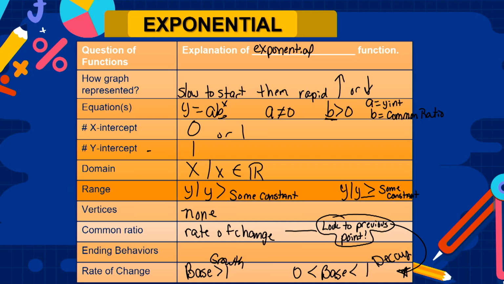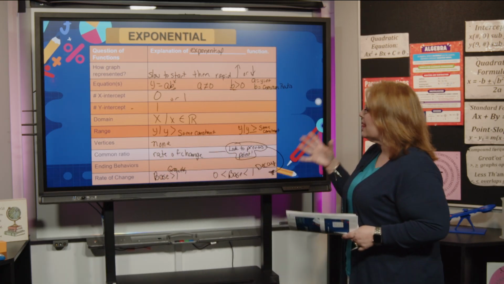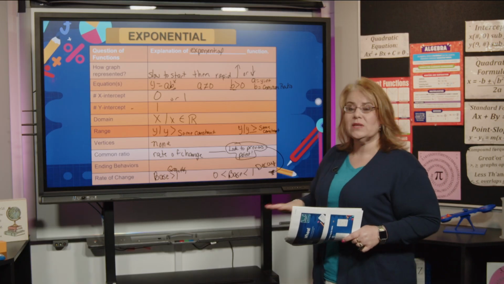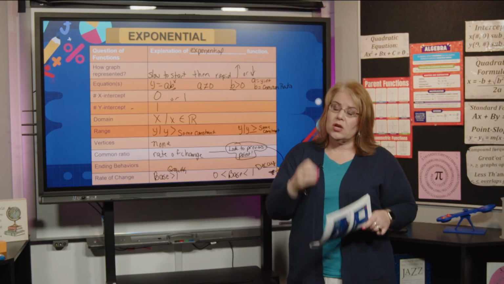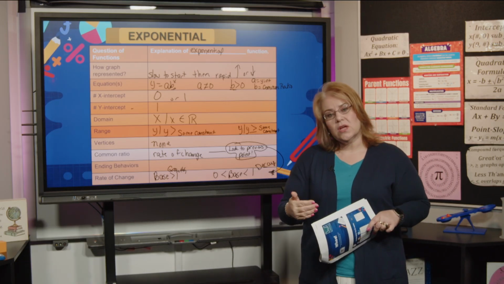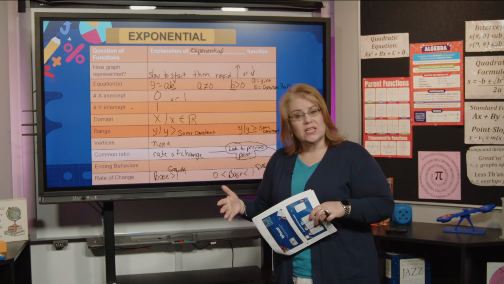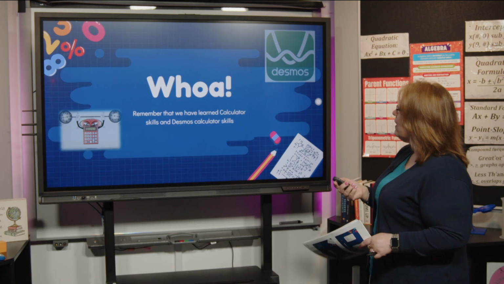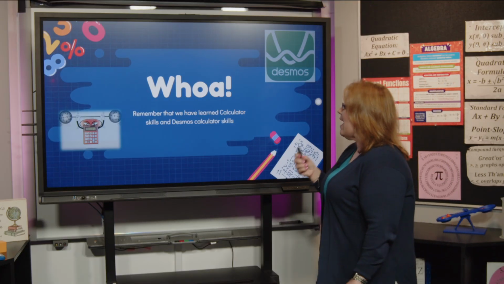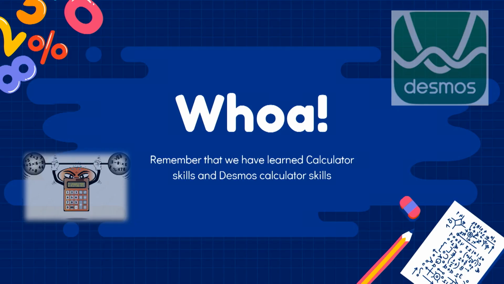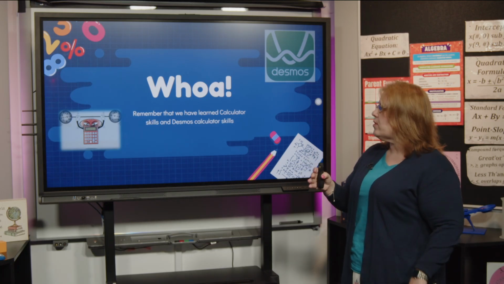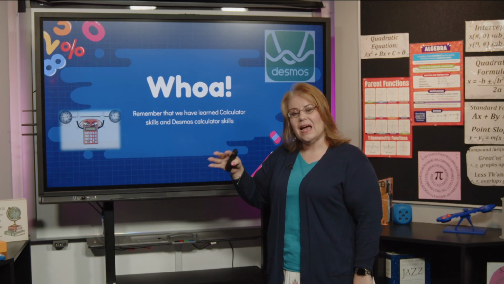So there's a lot of good information in this chart. There's a lot of good information that we gathered about these exponential, quadratic, and linear functions. You're going to want to make sure that you are reviewing those notes about them as we go further in this unit, just to make sure that we've got it. All right, here we go. It says, wow, remember that we have learned our calculator skills and we've learned Desmos. Do not forget to use them. Those are your tools that are going to help you when you're looking at these different types of functions.